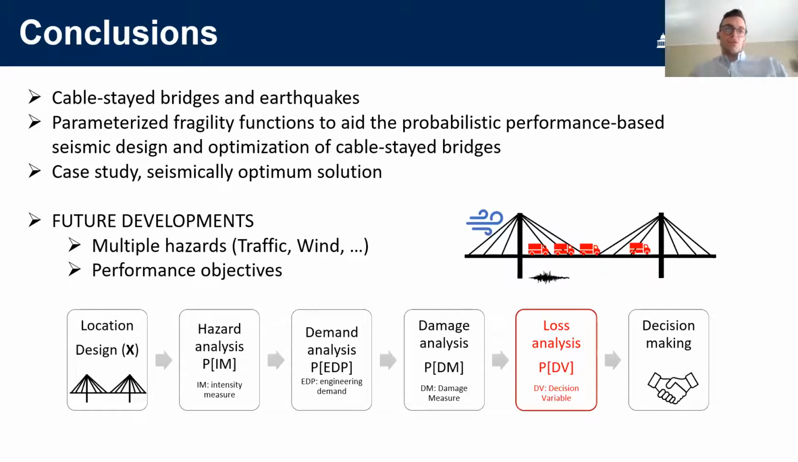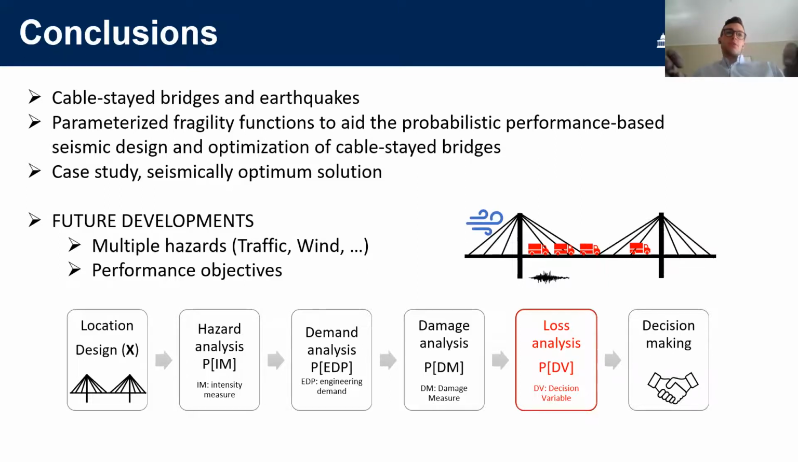In terms of future development, the first topic I'm working on is to include the effect of other hazards in this optimization. So, for example, the effect of traffic loads can be included in the boundary condition, while we also set a minimum level of safety of the structure, and we minimize the cost.